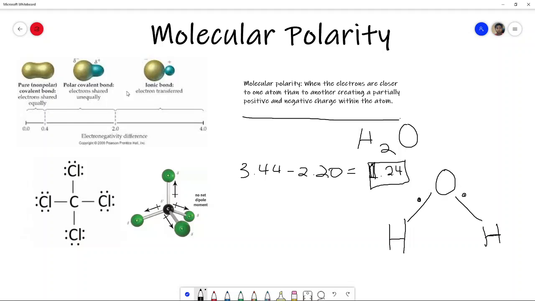So now if we look for this in this chart, we see that it lies between 0.4 and 2.0. Therefore, it is a polar covalent bond. And in polar covalent bonds, the electrons are shared unequally. So this relates to our definition that we talked about before, because the electrons are closer to one atom than the other, so they're shared unequally.